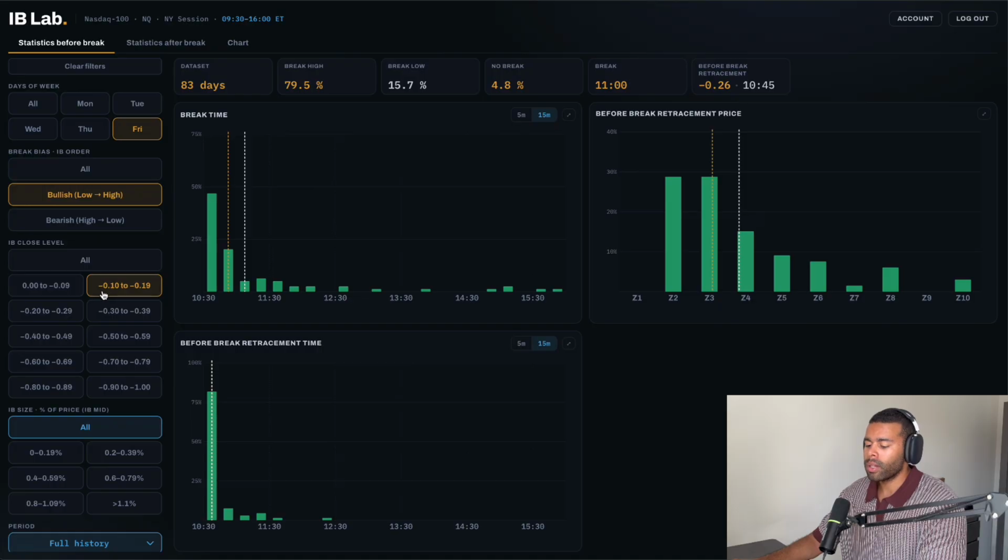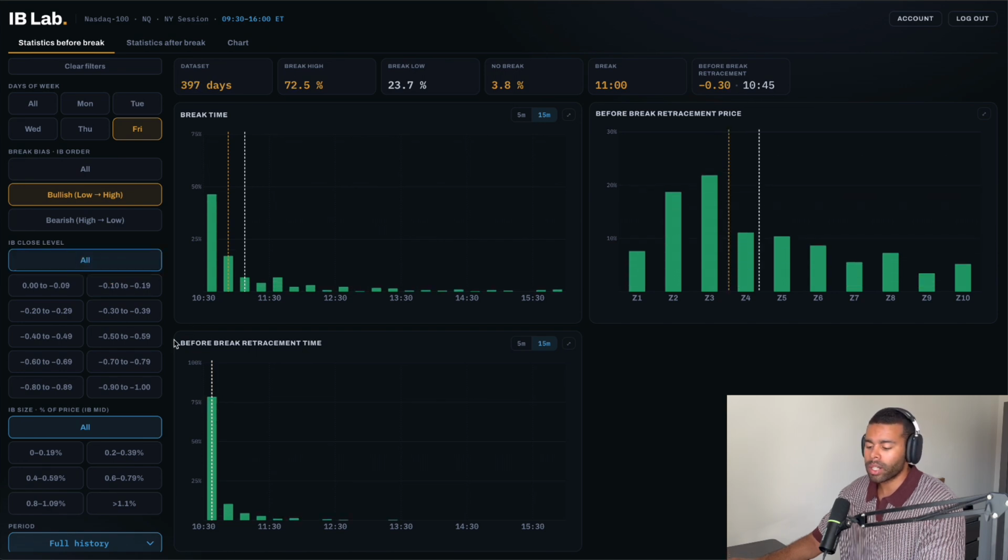Concretely, what happens if we close in the range from -1 to -2? We can immediately see that we have almost 80% chance of breaking highs, and we have 83 days as a data set. This gives us a nice edge for us to want to continue to stay bullish.